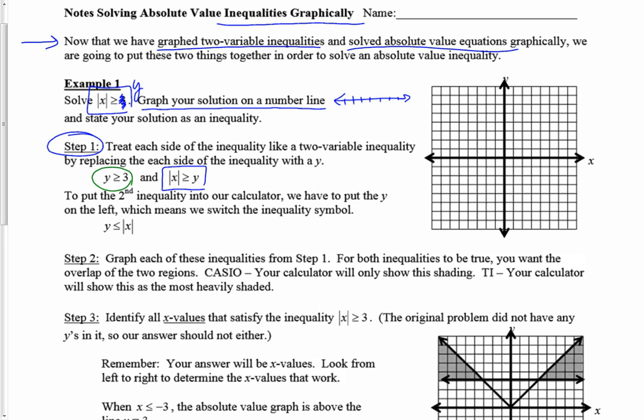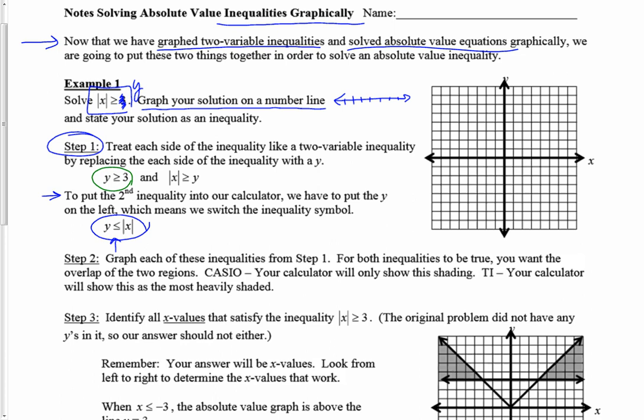Now, we like the y to come first when we're graphing, so to put the second inequality into our calculator or to graph by hand, we put the y on the left, which means we switch the inequality symbol. So this, which used to be a greater than or equal to, has become a less than or equal to symbol down here. If you remember the way that the alligator eats the bigger function, the alligator is eating the absolute value up here, and it is down here as well. So let's go ahead and graph these.